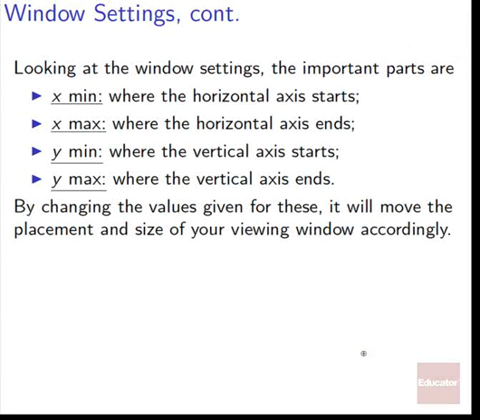If you look at the window settings, the important parts are these four: X-min, X-max, Y-min, Y-max. Where your horizontal axis starts, where the horizontal axis ends, where the vertical axis starts, and where the vertical axis ends. By changing the values given for these, it will move the placement and size of your viewing window accordingly. So this gives you direct control over what you're looking at.